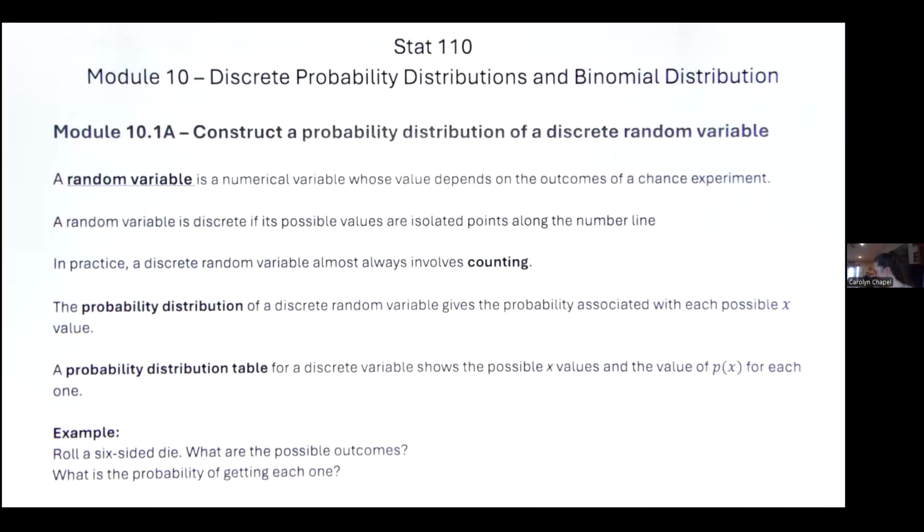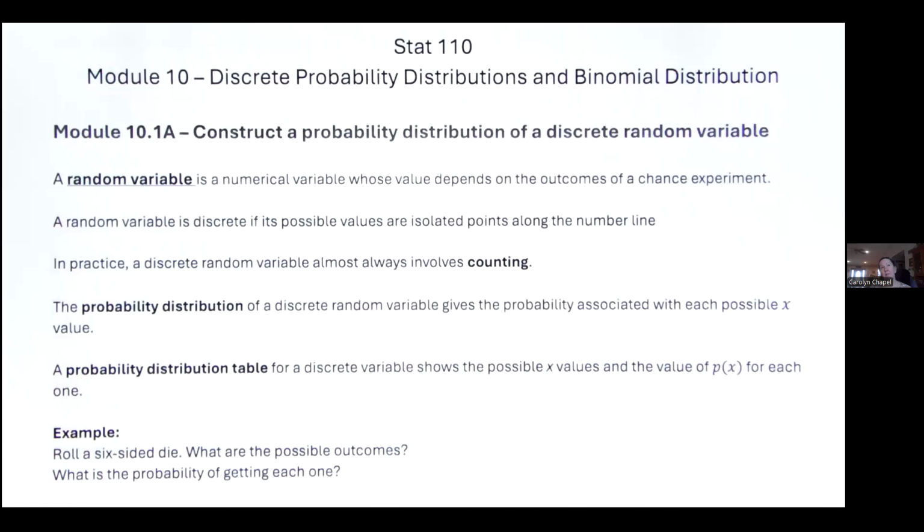Today's video is going to be about discrete probability distributions. What that means is we will be looking at discrete situations. Reminder, discrete is when the outcomes of an experiment are just dots on our number line. Eventually, in a different video, we'll talk about the binomial distribution, which is a specific type of discrete probability distribution.